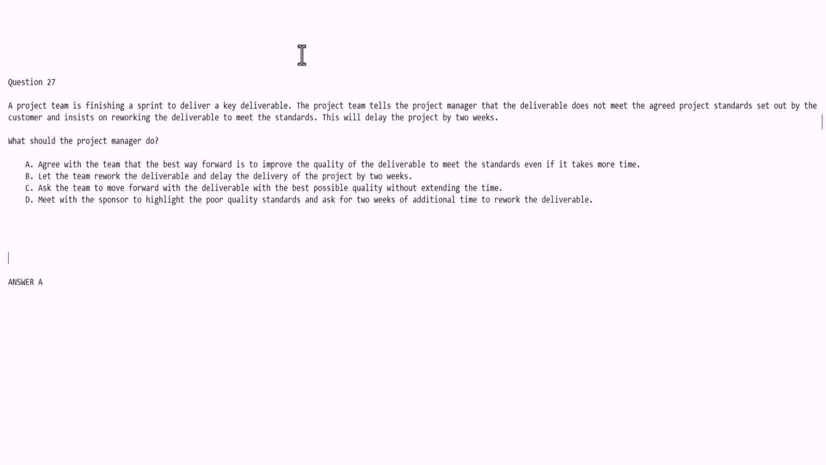So again, with this one, it really is just looking at the various options here, looking at those keywords, understanding the stages, and then choosing the best answer, which is just agreeing with them that the deliverables need to be reworked to the standards. And if in the event it does take 2 weeks, then that's just a reality of the situation. Hopefully you got the answer correct, and we look forward to seeing you in the next question.